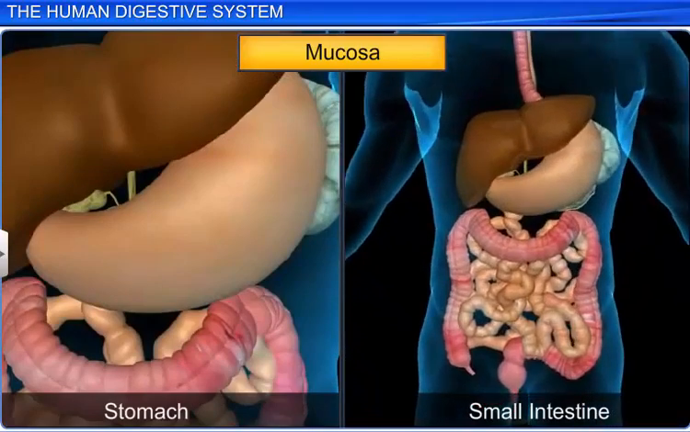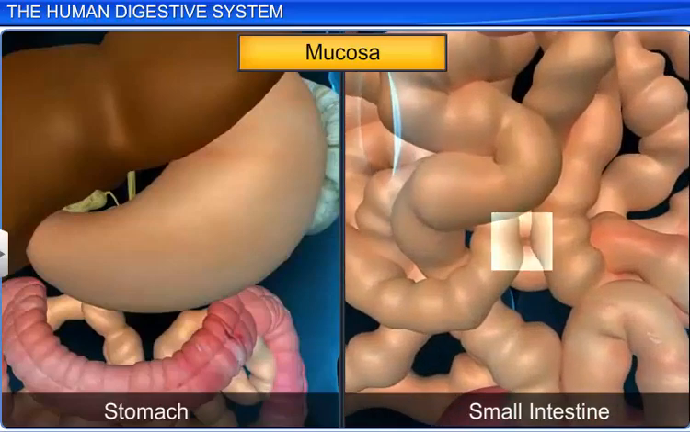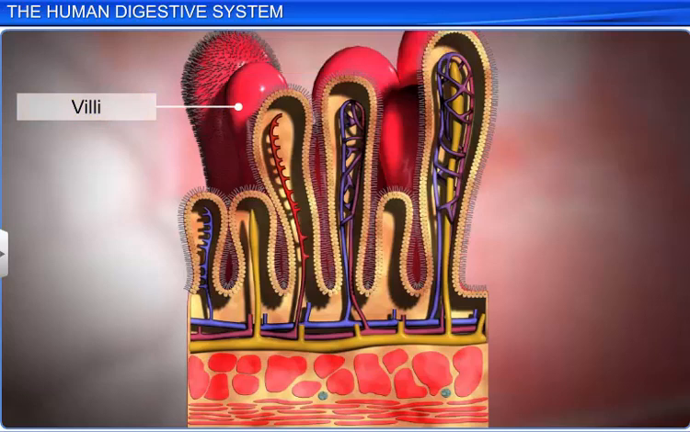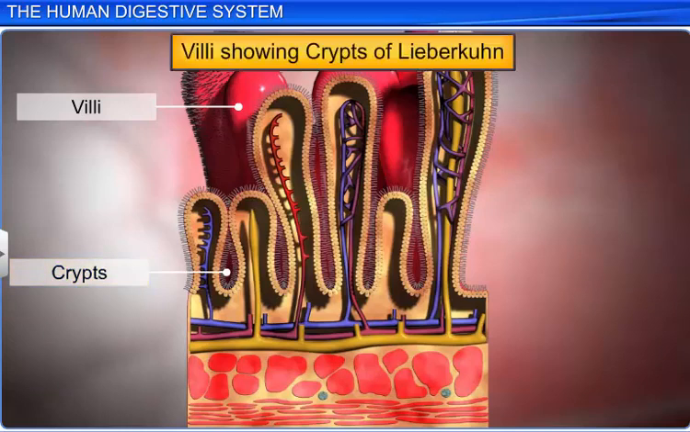whereas in the small intestine, mucosa forms villi, small finger-like projections. The mucosa also forms crypts, called the crypts of Lieberkühn, between the bases of the villi.